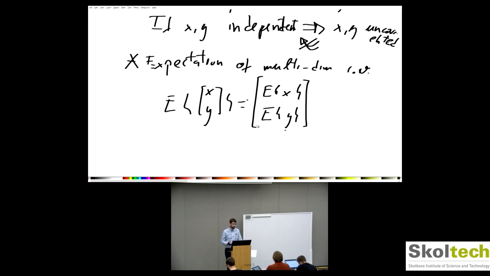Imagine you have 1,000 variables, and they ask you, what is the expectation of this? You can just go one by one and calculate at least the first moment. Each of them is the individual value.